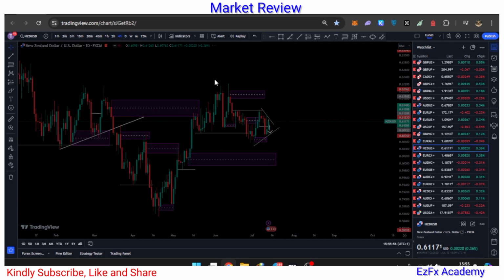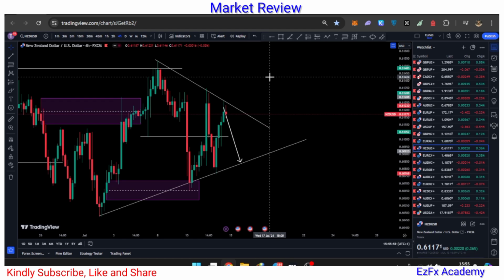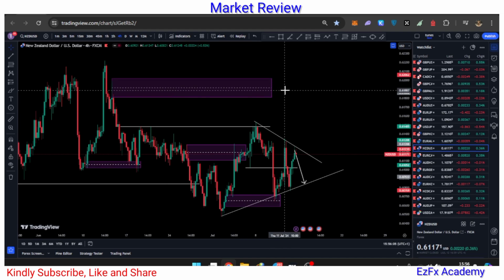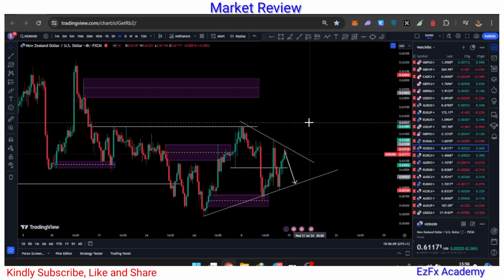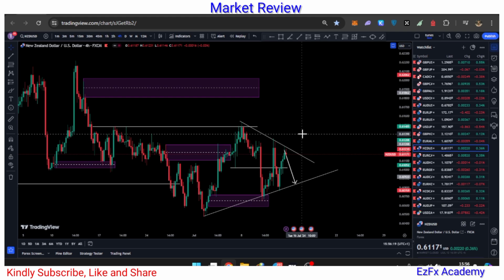So for NZD USD, I'm expecting a sell also. I didn't mark out any zone specifically, because I'm seeing a pattern forming that I'm watching out for. If you know what this pattern is called, or if you have an idea of what it is called, feel free to drop it in the chat box. And let's see, probably will give you a price for that.